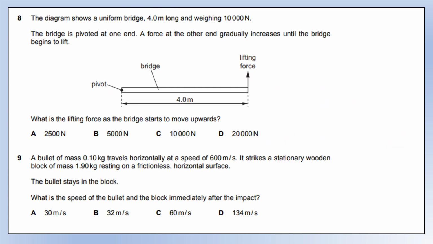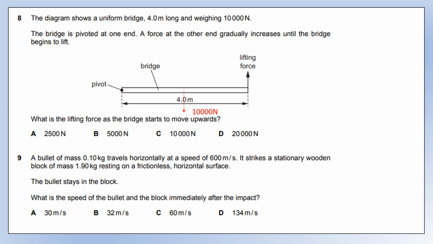So the diagram shows a uniform bridge, 4 meters long and weighing 10,000 newtons. The bridge is pivoted at one end, and the force at the other end gradually increases until the bridge begins to lift. Okay, so what I'm going to do first of all is add the force in there, and show the weight force acting from the centre of the beam. So it's going to be 10,000 newtons from the middle, so 2 meters from the pivot.